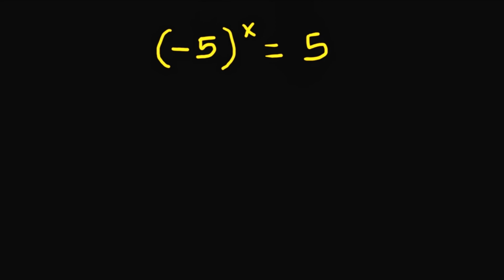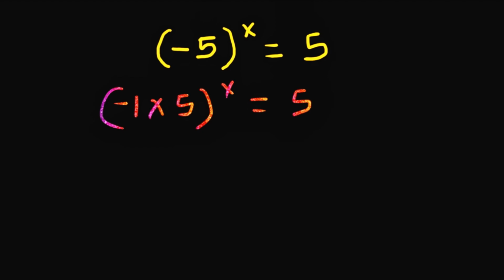So we have negative 5 raised to power x is equal to 5. The first thing we're going to do is rewrite negative 5 as a product of two numbers. So you're going to have negative 1 times 5. So we have split negative 5 into negative 1 and 5, and that is 10 raised to power x.